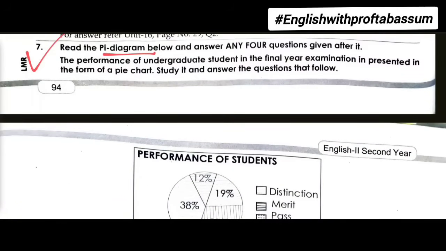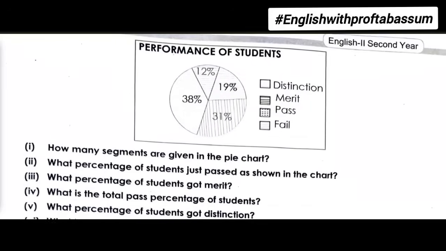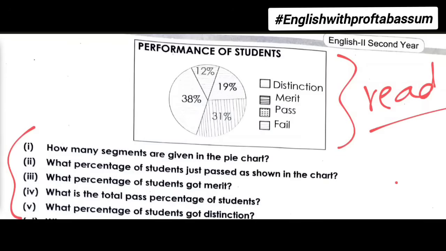Now moving on to next bit number 7, that is pie chart. You just have to read the pie chart and answer any 4 questions. Each question will carry 1 mark, total 4 marks. So in the exam you can get a pie chart, a graph, a flow chart or a table, anything you can get. But most repeated out of all of them are pie chart and graph. Every year out of these 2 any one is asked. Let us see the pie chart now. This pie chart is on performance of students, distinction, merit, pass, fail, and the percentages are given. It is important for you to read and understand.